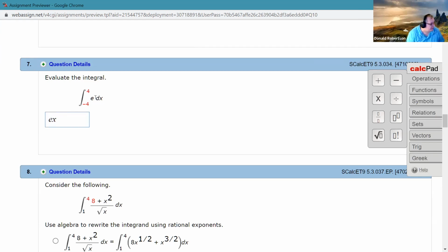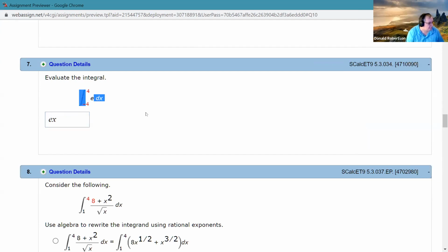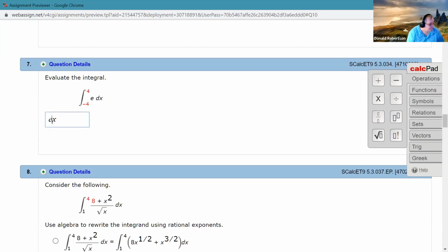If that was 5, wouldn't its answer be 5x, right? If that was 20, wouldn't it be 20x? Isn't e just a number, right? In the context of this, it's just a number. If I had said to you pi here, wouldn't the answer have been pi x? And then you'd evaluate it at x equals 4 and x equals -4, and you'd get 8 pi or something.